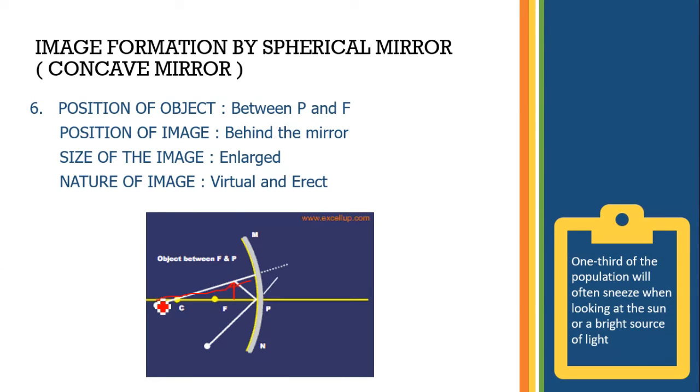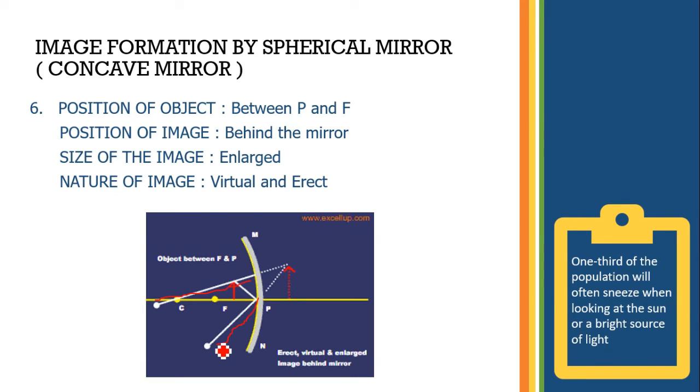You can see the lines of the reflected ray, they will never meet, they are going far from each other, so it is not possible that they will meet. So we can imagine that they will meet behind the mirror. We can imagine. So from that we can say one thing, that the image will not be real, right? It will be virtual and it will be erect.